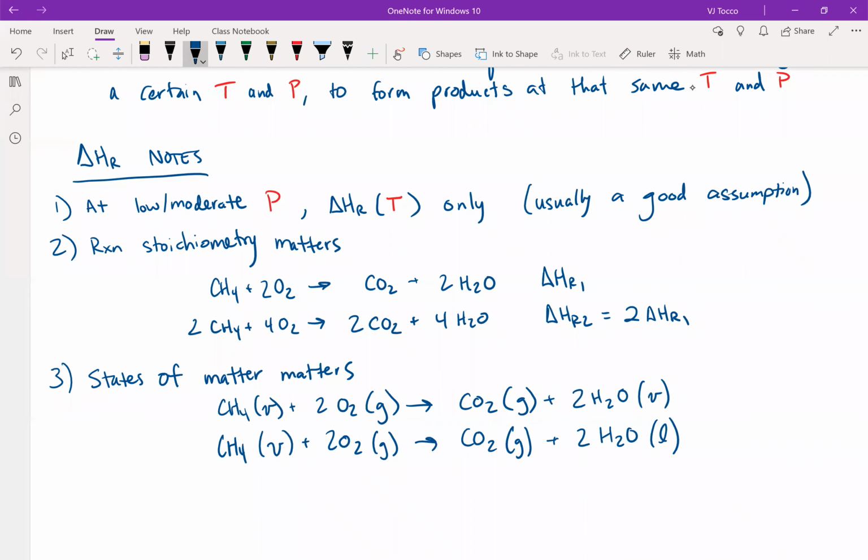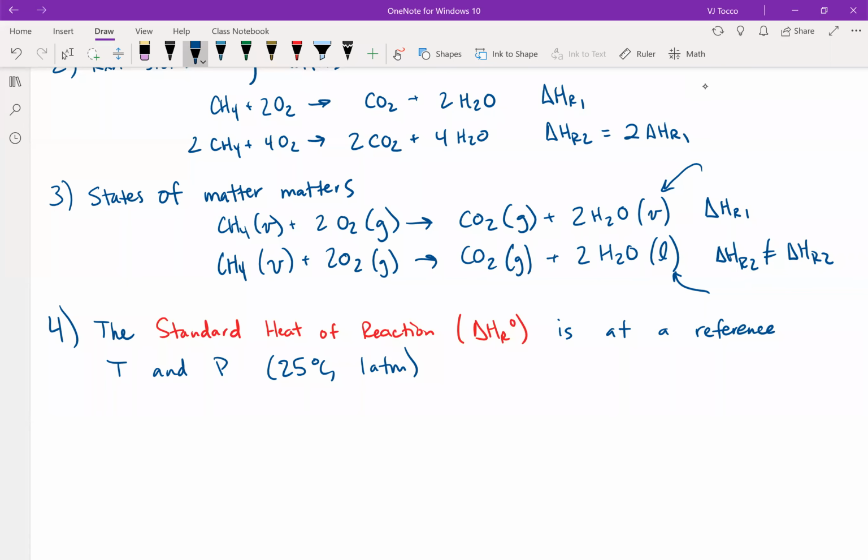Third note, similarly, the state of matter matters. So again, I've written the combustion reaction for methane in 2 different forms. The first form produces water as a vapor product, and the second form produces liquid water as the product. So here, once again, if I define the heats of reaction as delta HR1 and delta HR2, these are not going to be equal. The fact that I have liquid water produced as the product is going to change the heat of reaction relative to if I had water vapor formed as the product.